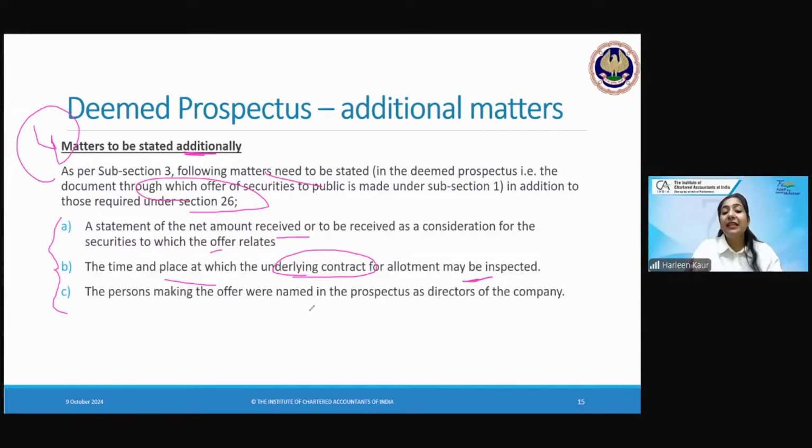And the persons making the offer will be named as directors of the company. So the issuing house, whosoever is making the prospectus, whosoever is making the offer will be named as directors of the company. They will become the directors. Whosoever will be issuing the prospectus, they will be presumed to be the directors of the company. So that means they become liable like directors. Along with section 26, section 34, 35 liability will also be applicable. If any wrong thing happens, if there is any misstatement, which we will understand in section 34 and 35, then these people who have signed the deemed prospectus shall be liable as directors.